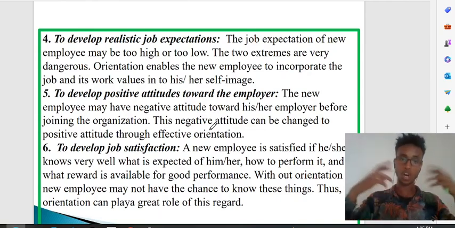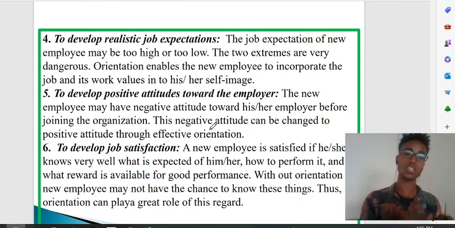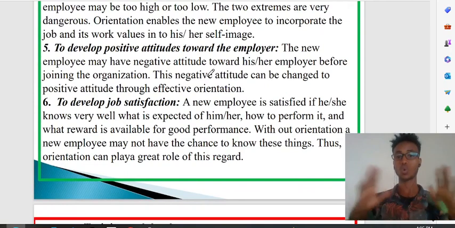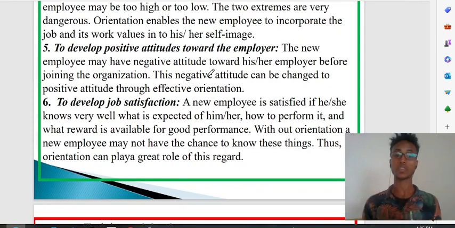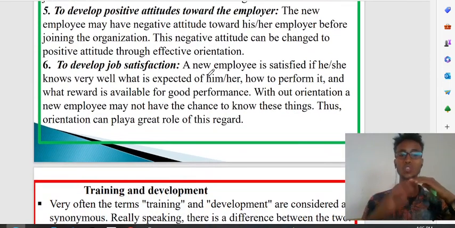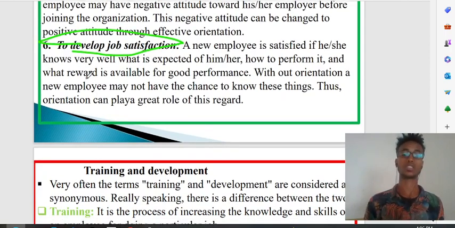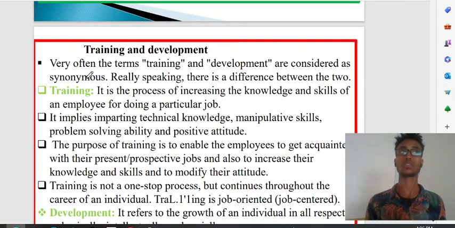Also, if the expectation of the new employee toward the organization is unrealistic, it is dangerous in another way. So, develop realistic expectations. Orientation also helps to develop a positive attitude towards the employer, and at the same time towards the work. It is also to develop job satisfaction. All are the benefits of orientation and induction. The other thing is training and development.